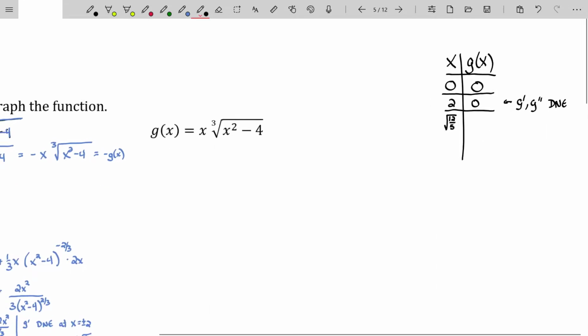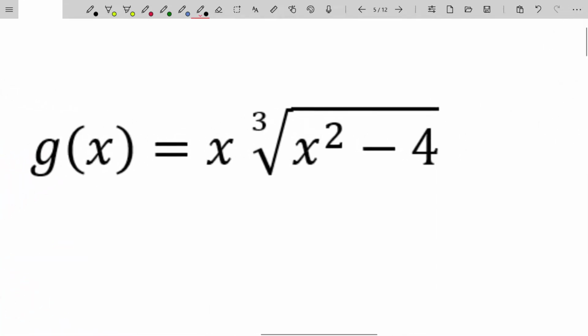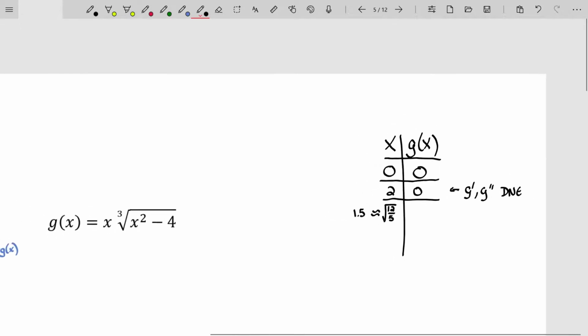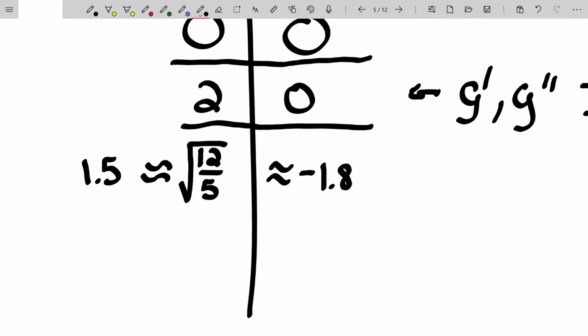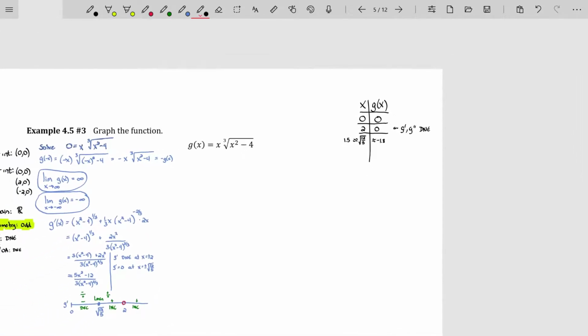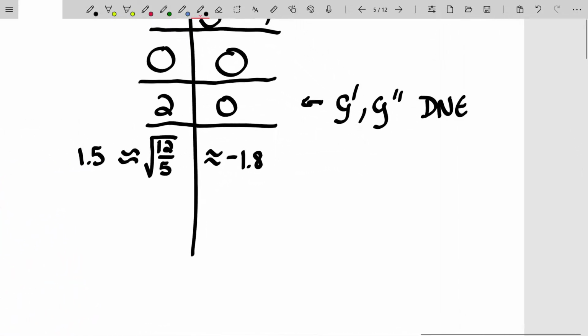Once you find that point, square root of 12/5, it's probably a good idea to plug it in. The problem here is that it's going to be a decimal value. If you have access to a calculator, you could do this. If not, it's a little bit of a pain. I'm going to pretend you're allowed a calculator so I can get a decimal approximation. So that x value is approximately 1.5, and the function at that x value is approximately negative 1.8, very approximate. And by the way, I'll also note that that is a local minimum. Write that in here, Lmin.